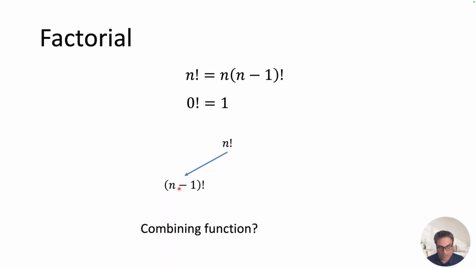Once I get the solution of n minus 1 factorial, I have to multiply it by n. So I just write multiplied by n, which is basically the combining function for factorial.